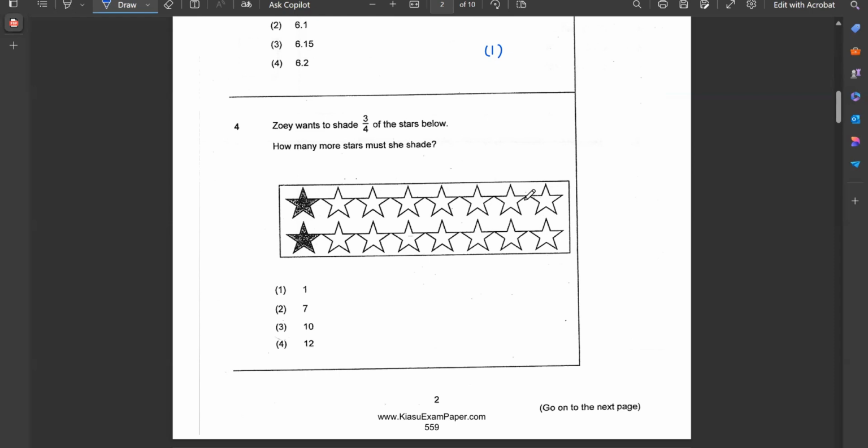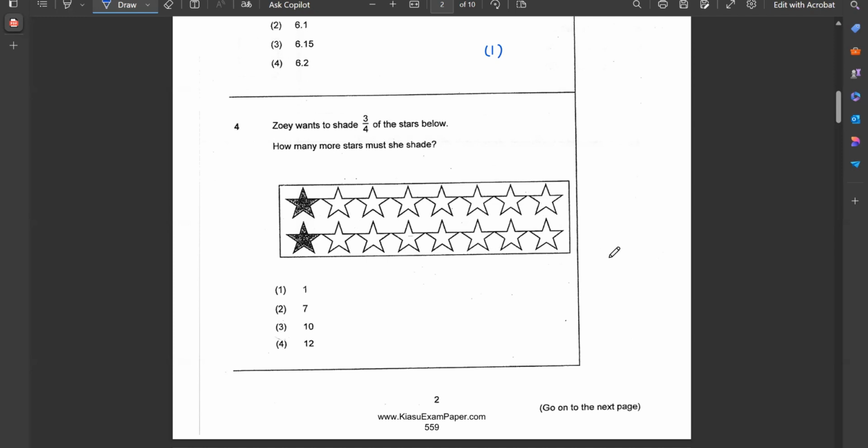But if we look at the total stars here, our denominator should represent the total stars. Of course, my total stars is way more than 4. So you need to count how many total stars there are. Once you have counted, you're going to change this denominator accordingly. So let's count. There's 1, 2, 3, 4, 5, 6, 7, 8. 8 here, 8 at the bottom, so it's 16 stars.